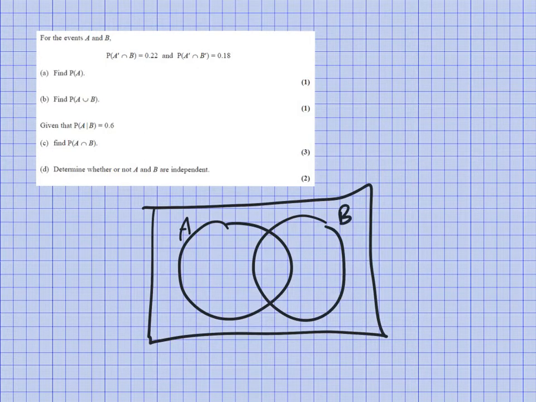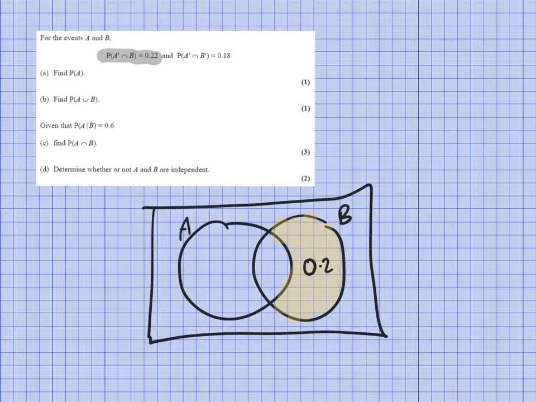Now, referring to the information that we're given, we know that the probability of A and not B is equal to 0.22. Sorry, that's not A and B. So, not A and B is this section here. This is in B, but not in A. This section fulfills that category. So we will know that that is 0.22.